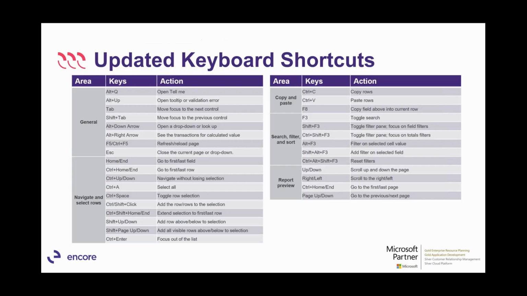So what is one improvement on the web client? The first one is we have updated keyboard shortcuts. In the previous versions, we had no shortcuts, so what you had to do was all manual in the web client. Now you can use stuff that you already know, like copy paste with Control-C, Control-V. You have the F8 key to copy the value from the cell above. You have filters and all this nice stuff that you already know from the RTC.